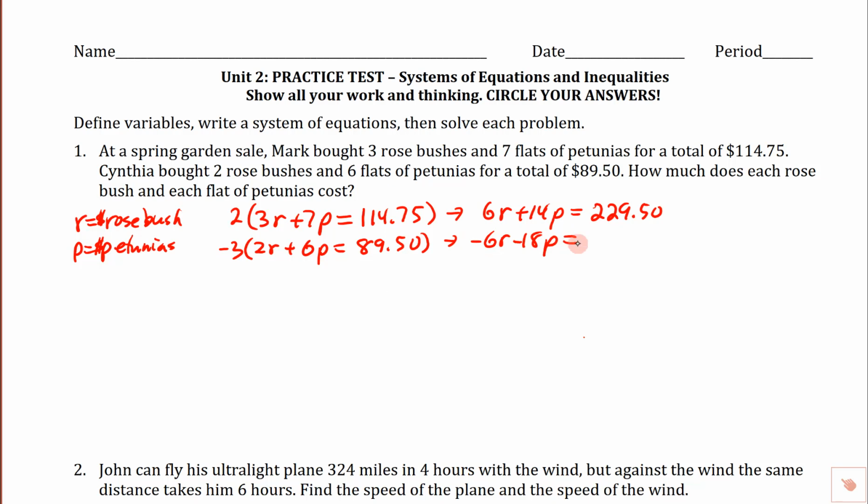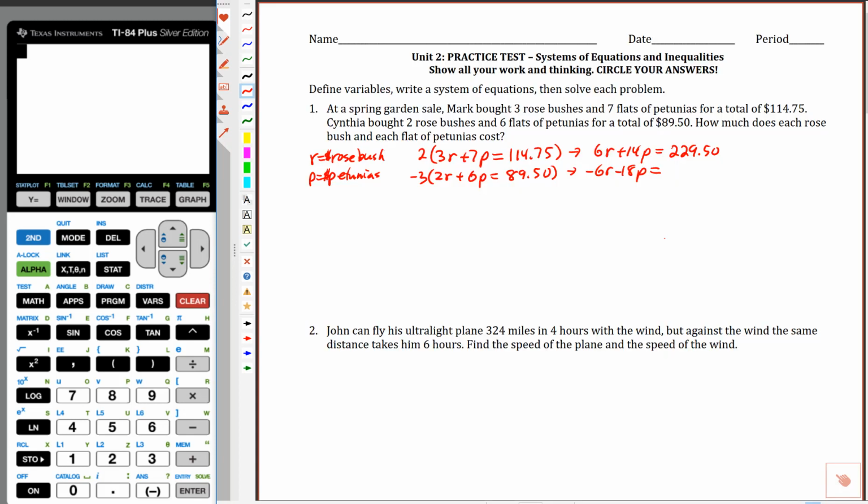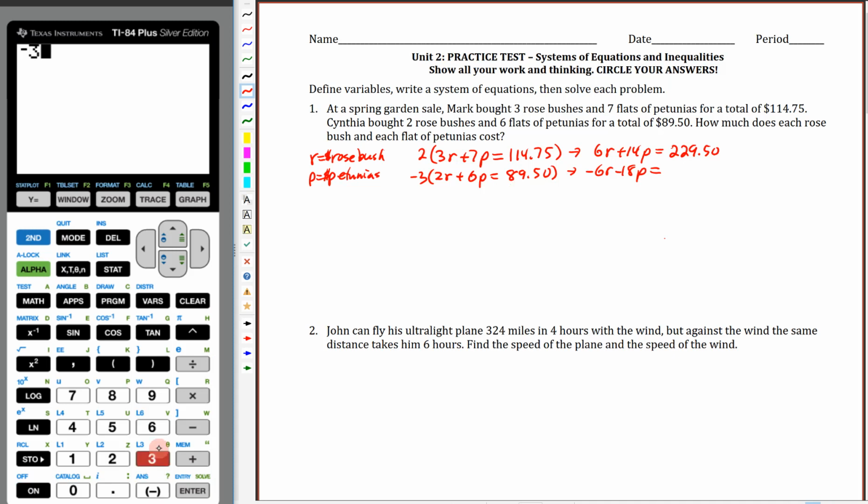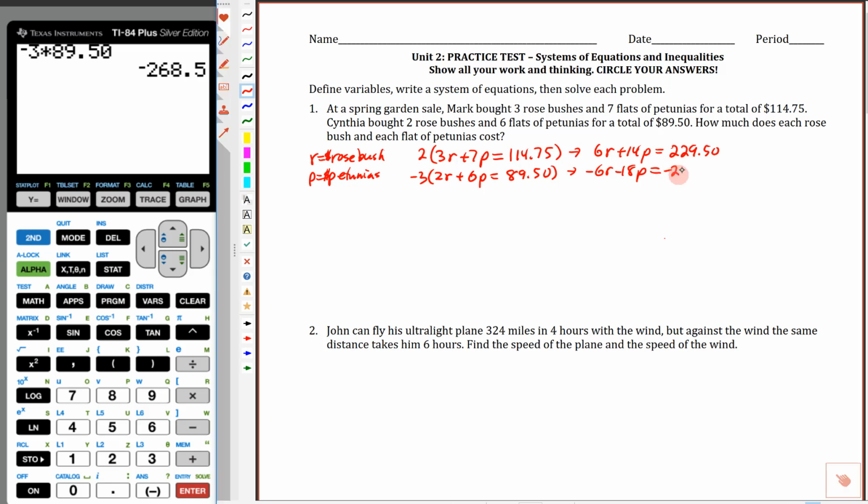And I am going to go ahead and grab the calculator for this one. I'm going to shrink that one down, and let's see what we get here. So we multiply by -3: -3 times 89.50. And we've got it plugged in there correctly. So that's going to be negative 268.5, and I'm going to do 0.50 since we're talking about money. So negative 268.50.